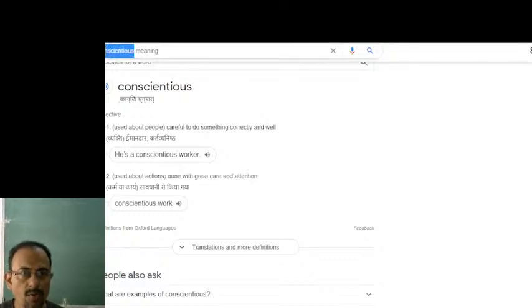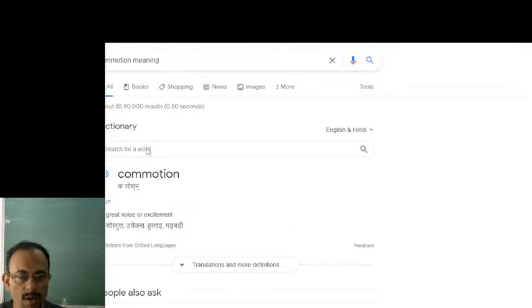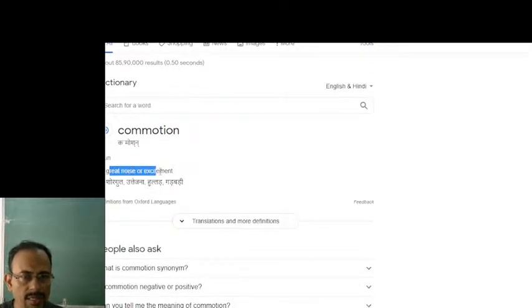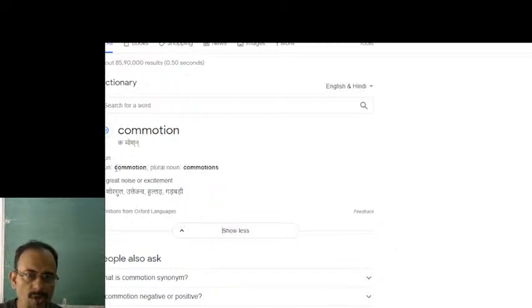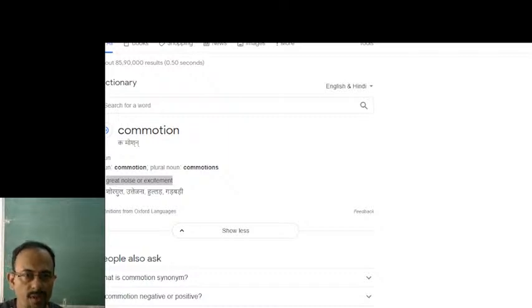Now, the meaning of commotion. What is the meaning of commotion? The meaning of commotion is great noise or excitement. That is what commotion is all about. Commotion means great noise or excitement. Okay, that is called commotion. So hopefully you have understood the meaning. Commotion means great noise.